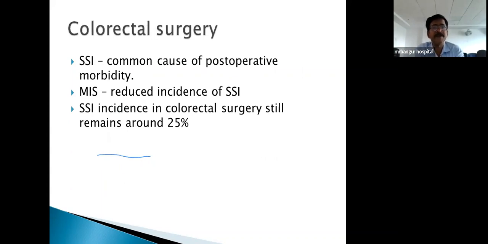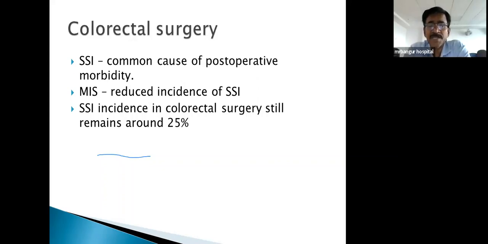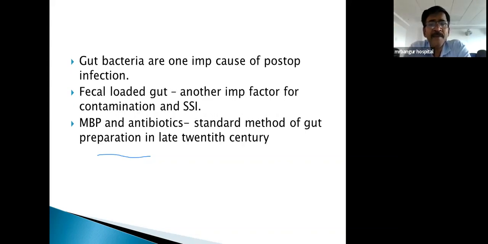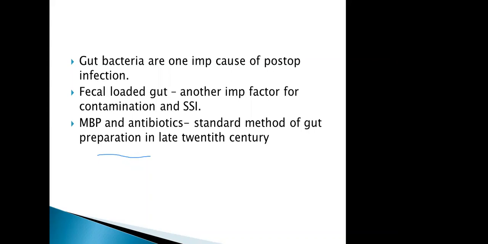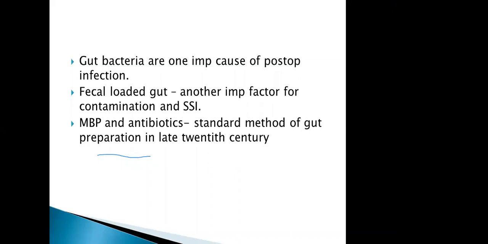Another important area for use of antibiotics is colorectal surgery. It has been observed that surgical site infection is a common cause of morbidity in patients following colorectal surgery. And this incidence of surgical infection is around 25% following colorectal surgery. And gut bacteria is one important cause of post-op infection. In our patient population, the fecal-loaded gut is a very important factor for post-op infection. So, mechanical bowel preparation with antibiotics was the standard method of gut preparation in the late 20th century. But there have been a lot of controversies now.